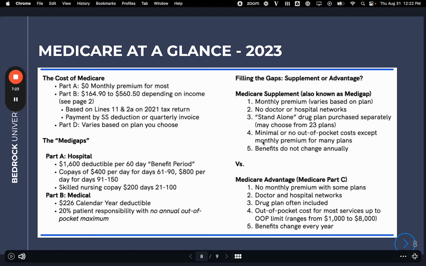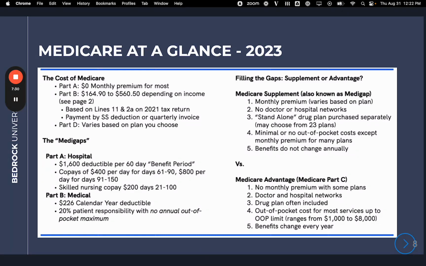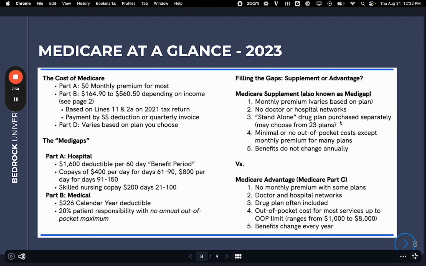Another benefit is that these plans do not change from year to year. So the plan that you sign up for today will be the same plan that you have 5, 6, 10 years down the road. You will have some change in the premium that you pay, as that can go up with inflation. The alternative to a supplement or Medigap is to go with what's called an Advantage plan.